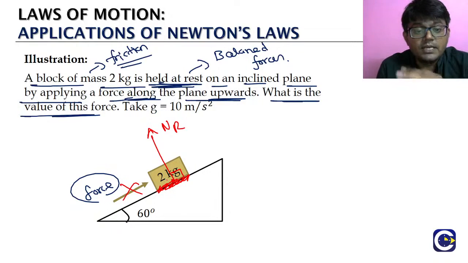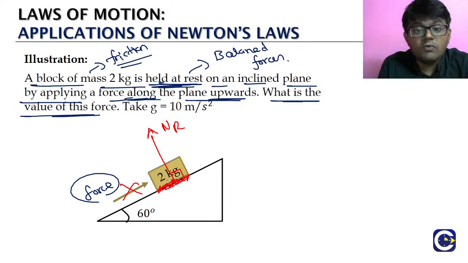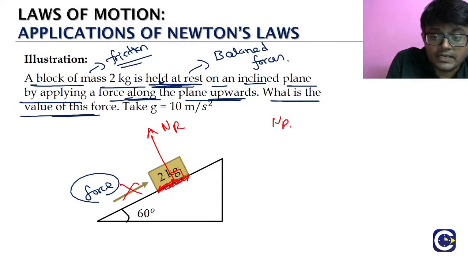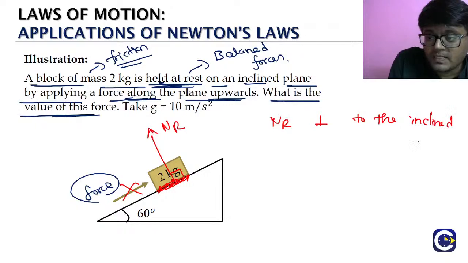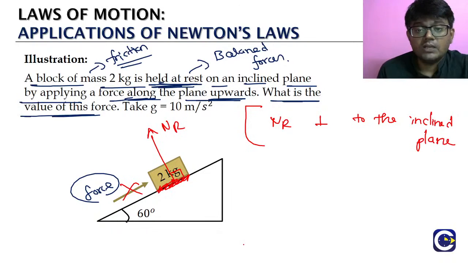In the particular inclined plane case, what happens? The normal reaction will not be vertical. The normal reaction will be what? Perpendicular. Look here, the normal reaction is perpendicular to the inclined plane. Another normal reaction is also perpendicular to the inclined plane. Do you know what this means? I want you to just recall.